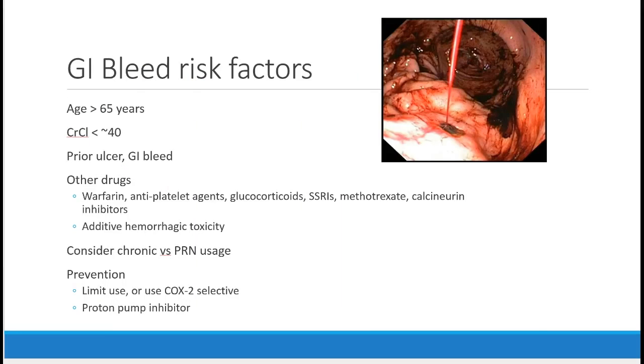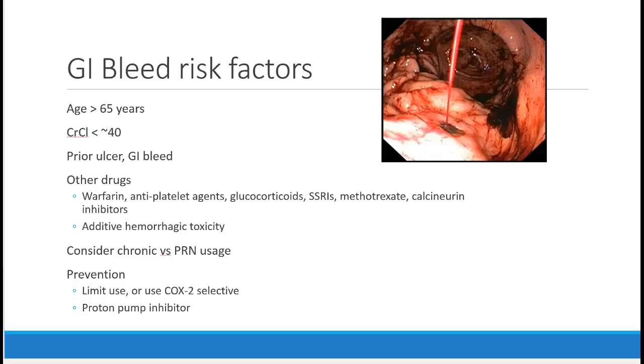Risk factors for GI bleed. Again, regular NSAID use is a big one, but older age, poor renal function, and prior ulcer are also risk factors for GI bleed. If they're on some sort of anticoagulation, that would be an increased risk, of course, too.